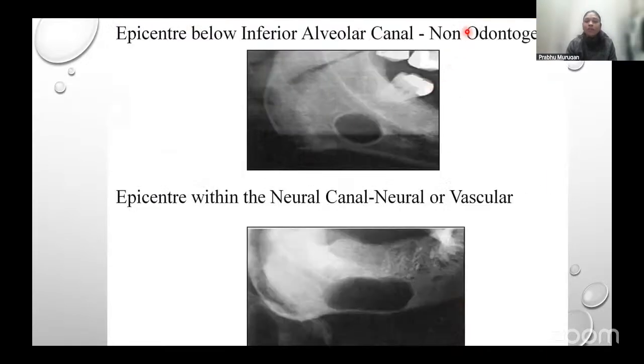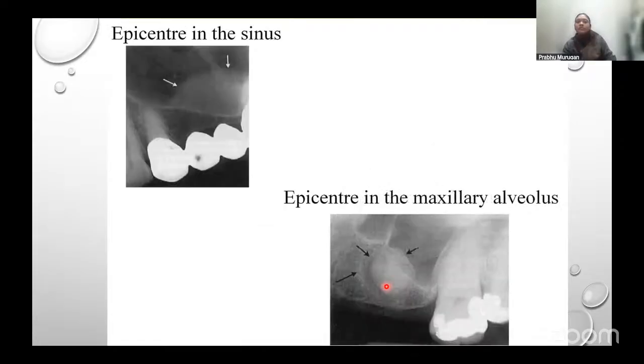Yeah, below the inferior alveolar canal means it is non-odontogenic in origin. If it is present within the neural canal, it can be either neural or vascular in nature. Sometimes the lesion can be restricted within the lining of the maxillary sinus, which means it is limited to the sinus pathology. Sometimes it can be present in the alveolar region. It is not connected with the tooth, so it will be linked to the alveolar pathology. It can be any kind of radiopacities involving the bone, can be osteoma, osteoblastoma, anything like that.